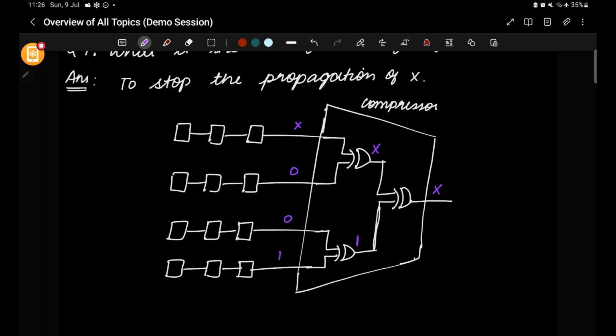Here, when one input of the XOR is X, the output of the XOR will be X. So what is happening? We are not able to observe. Just because this scan chain is propagating X, we are not able to observe the other scan chains as well, because the output is going to be X. So in order to stop the propagation of X, we will be going for masking logic.